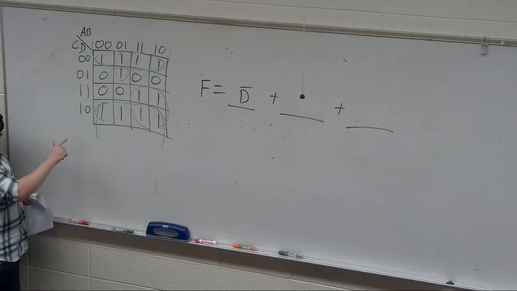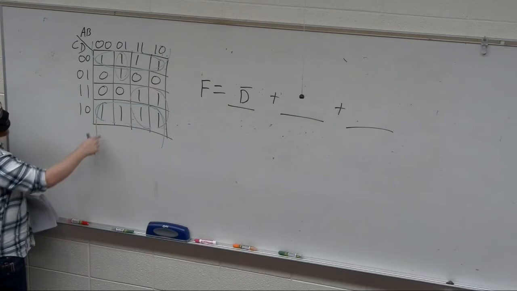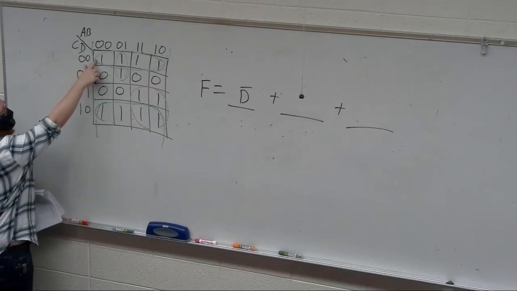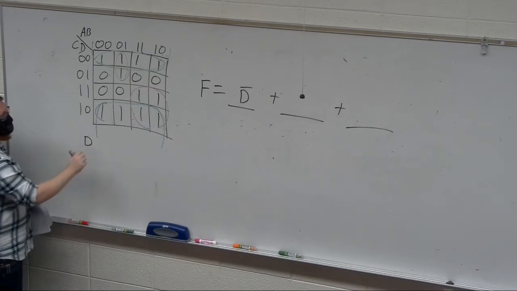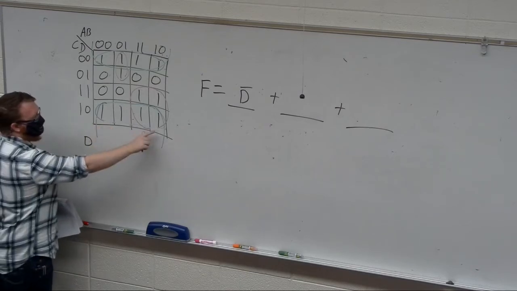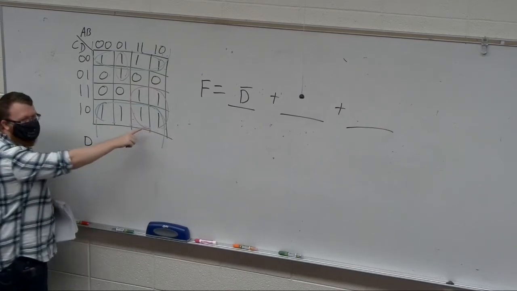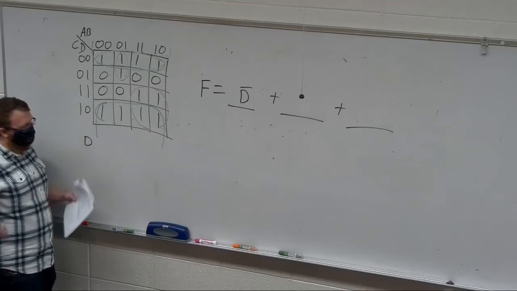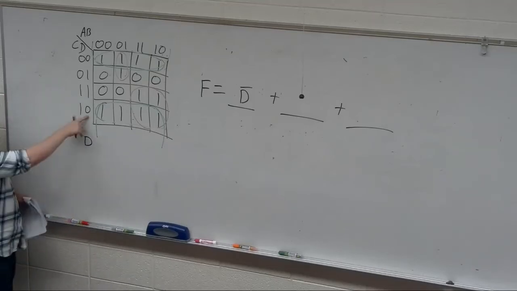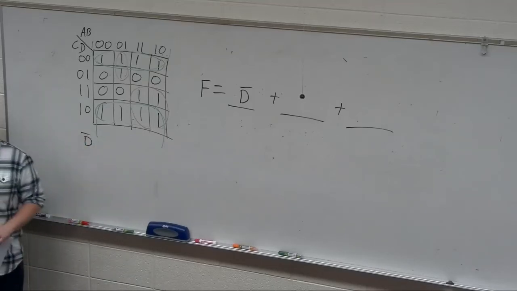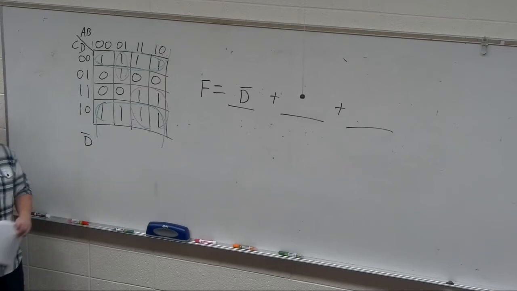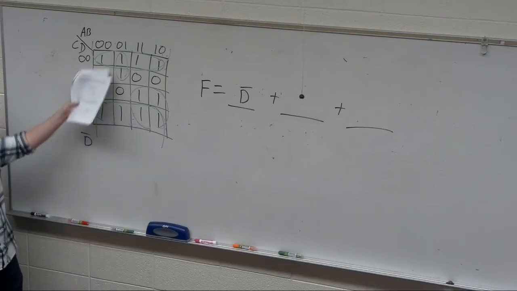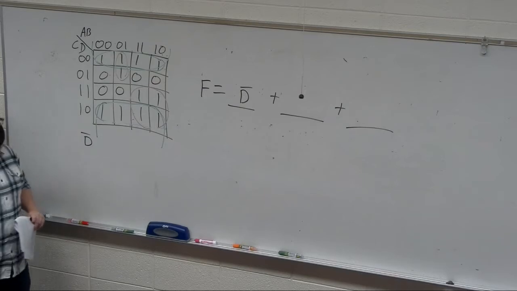Okay, so jumping between this row and this row, what doesn't change? D. Jumping across this row, what doesn't change? Nothing, it all changes. So then we just look at D and not it. Right? Big 8 term, nice and simplified.